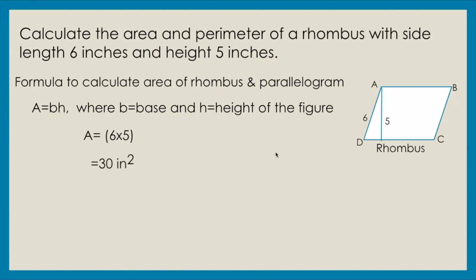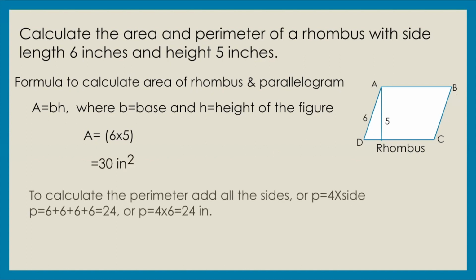So area equal to 5 times 6 equal to 30 inches square. And to calculate the perimeter, you can go ahead and add all the sides from D to C, C to B, B to A, and A to D. All sides are 6, so 6 plus 6 plus 6 plus 6 equal to 24. Or you can multiply 6 by 4 to get 24 inches.